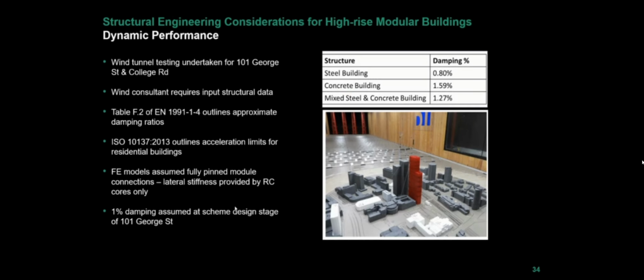So we were quite conservative for 101 George Street. We assumed all the modules fully pinned, they had no stiffness, all stiffness into the core. That's what we'd always do at ultimate limit state. But at service limit state, which is what accelerations are, the modules do have some stiffness, but we conservatively ignored it for the initial design, and we took a relatively low damping value of 1%, the lower end of a mixed steel concrete building in Eurocode.